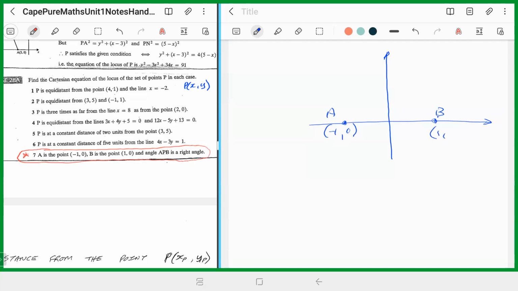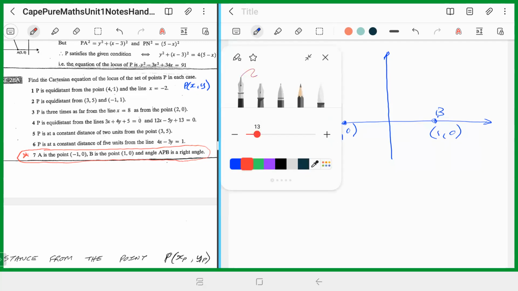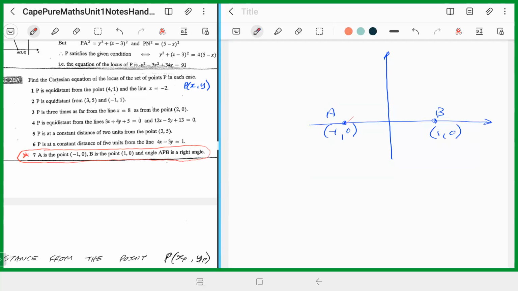It is 1, 0. And they said that the angle APB is 90. So if I were to draw it, make it 90. This angle is 90. I'm going to put in my point P right here, XY. This is going to be a circle around this, like that. That's what you're going to get.